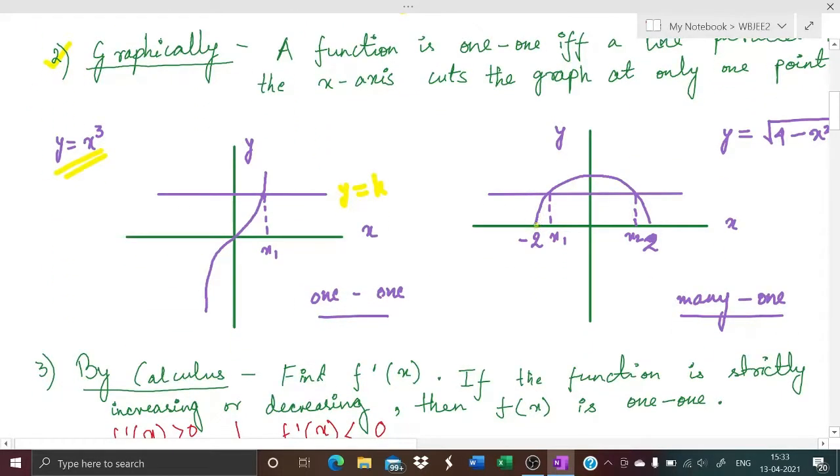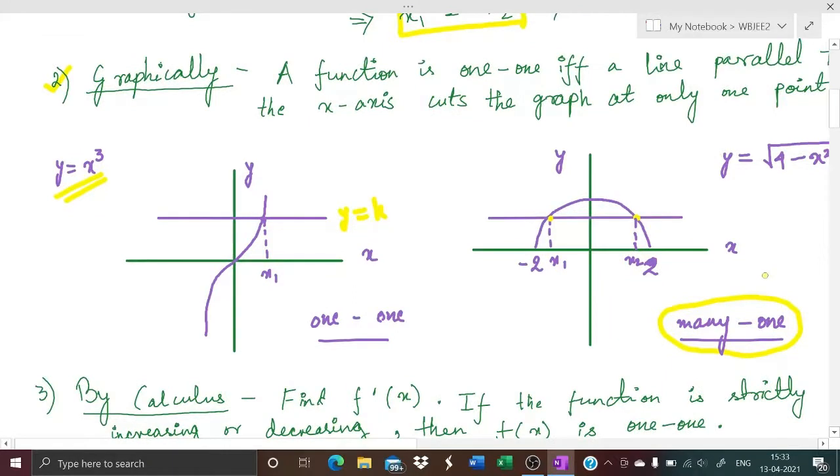And if the line is cutting the graph at 2 points, x1 and x2, then your function is not one-one, it is a many-one function, or it is not injective. This is the example of y equals under root 4 minus x square, which is the positive part of the circle x square plus y square equals 4.